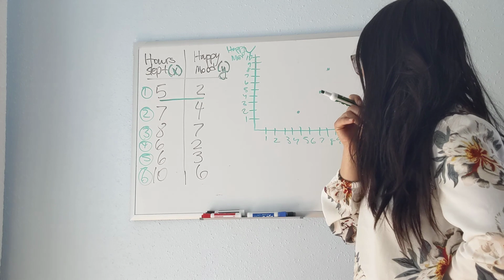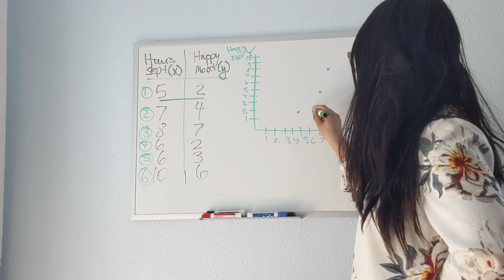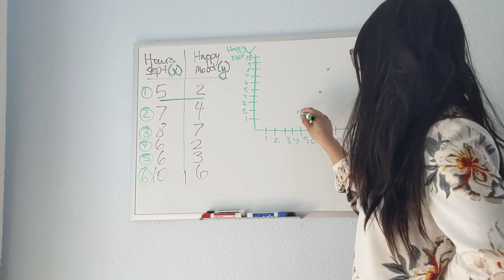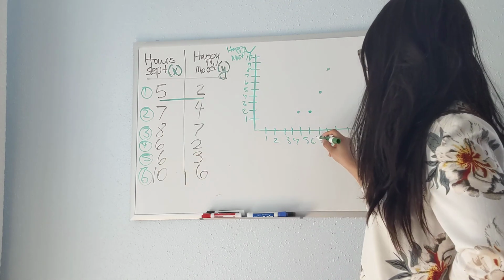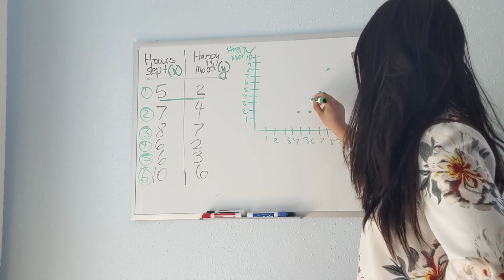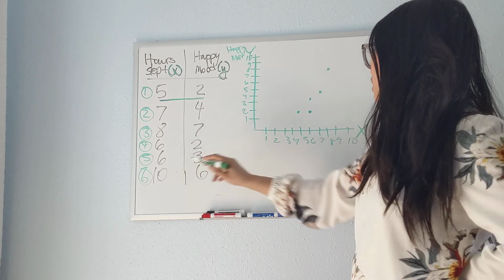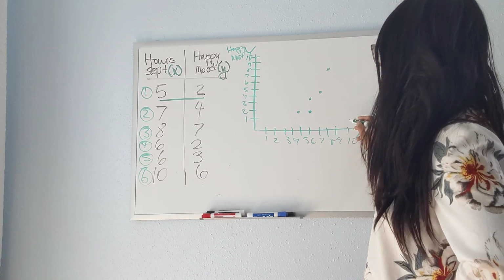Participant 4 has a 6 and a 2. So that's the same level as this second guy, right? Okay. Then the next participant is 6 and 3. And then there's a 10 for our last participant, and they have a 6.